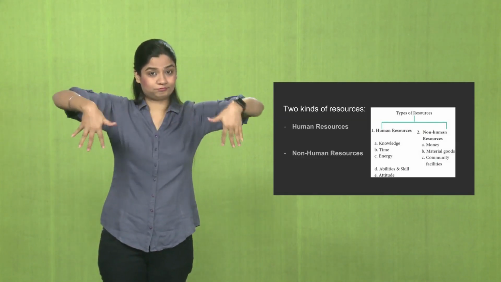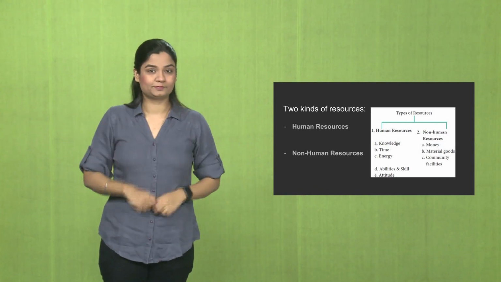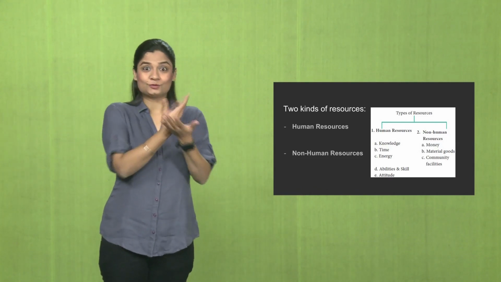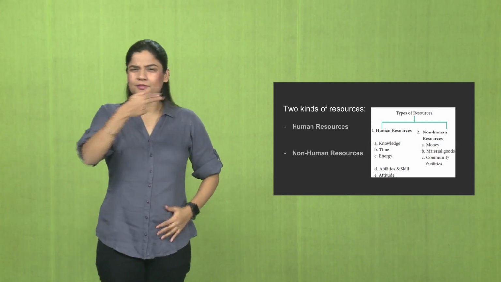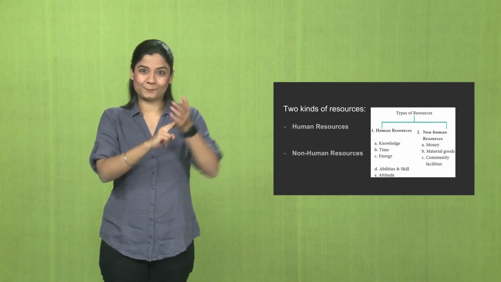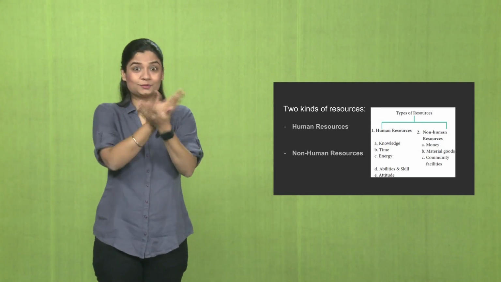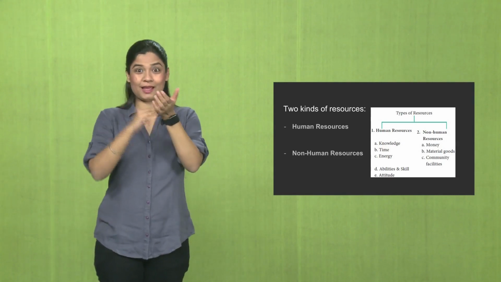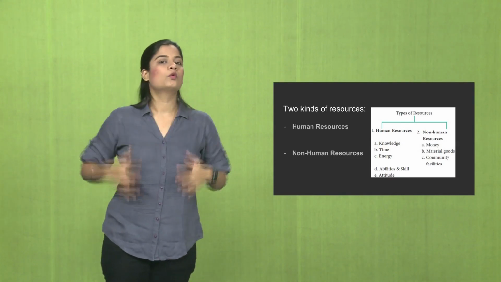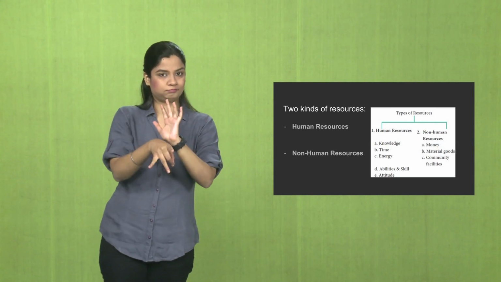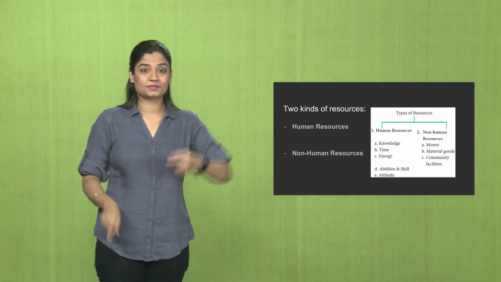Now there are two different kinds of resources. First is resources which are linked to us, that is called human resource. Second is resources that are not linked to us but are important. They are non-human resources. I will explain to you what they are.